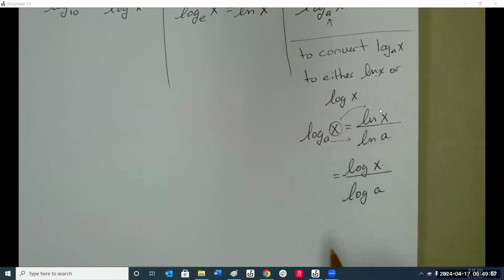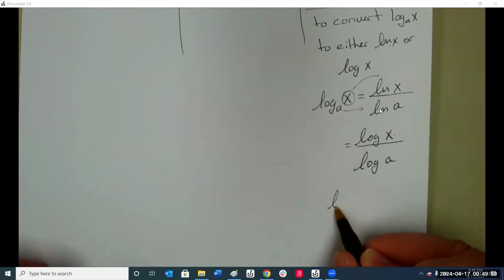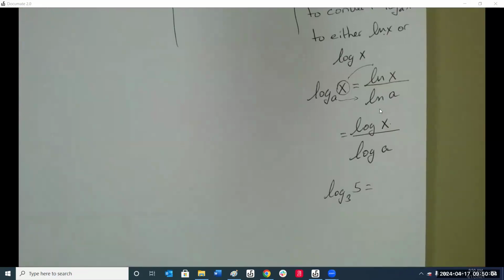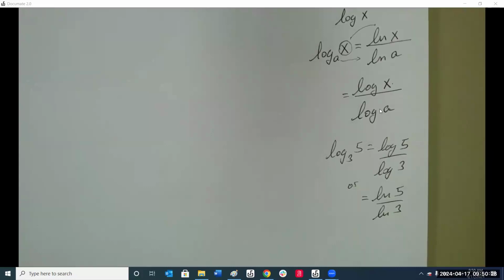So if I give you this equation, log base 3 of 5, you couldn't do it on your calculator, so how would you convert it? Or you could use what else? ln 5 over ln 3, right? Either one, doesn't matter which one you use. They're both going to give you the same answers. But now you can use calculators.